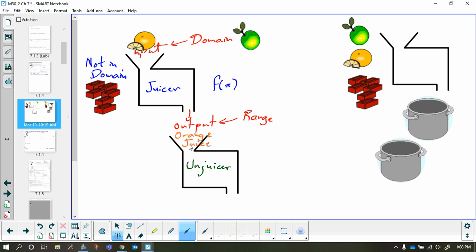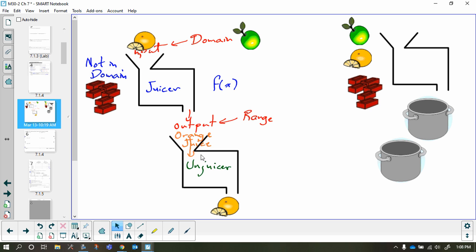And if that's going to be my output, suppose that was to become input into my unjuicer. Well, just use your imagination and pretend that my unjuicer could basically undo what my juicer did and give me an orange back out at the end.